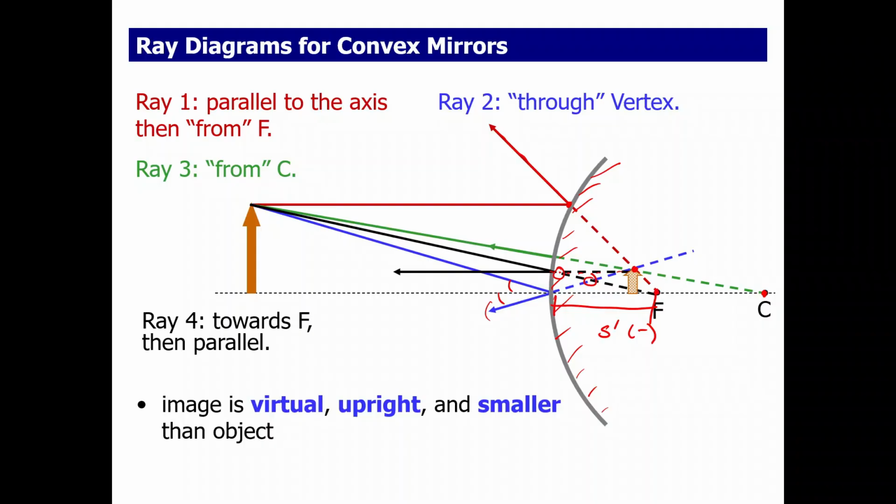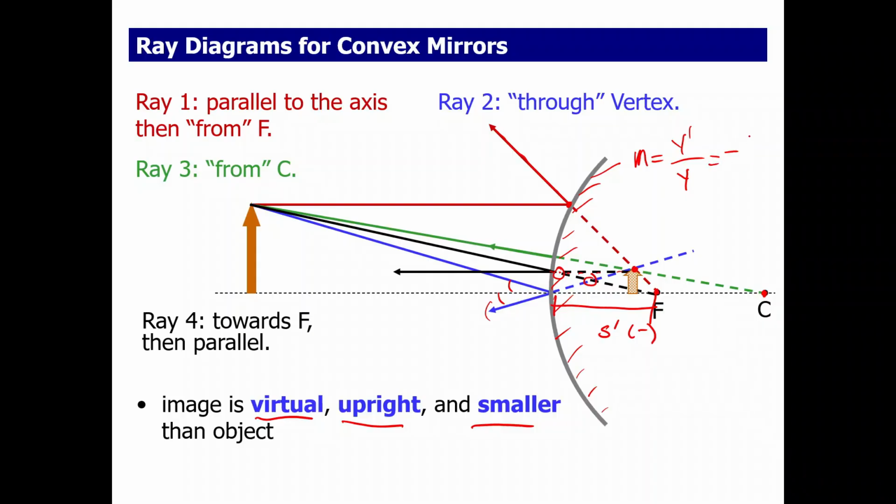So we get that virtual image. It is upright and it is smaller. So if we were to look at our magnification equation, that would be y prime over y. So we can see that our y prime is now smaller than y, so we're going to get a magnification that is less than 1. Our s prime is negative.